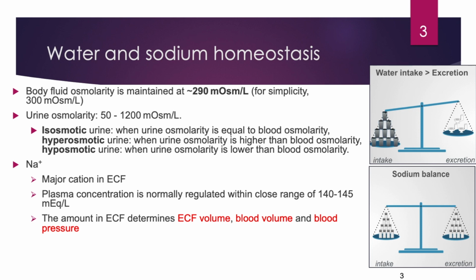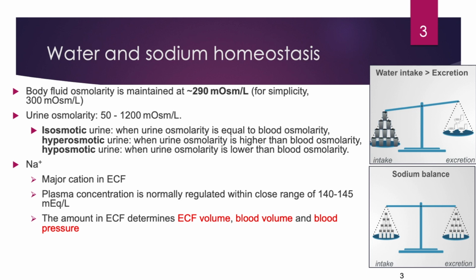Sodium is the major cation in ECF. Sodium plasma concentration is normally regulated within close range of 140 to 145 milliequivalent per liter. Sodium homeostasis is important because sodium concentration in the ECF will determine ECF volume, blood volume, and blood pressure.